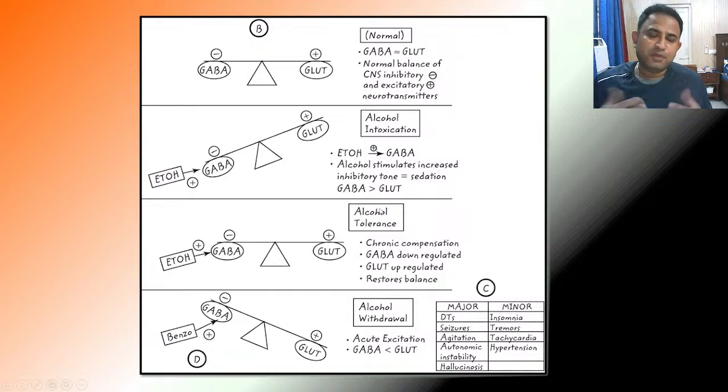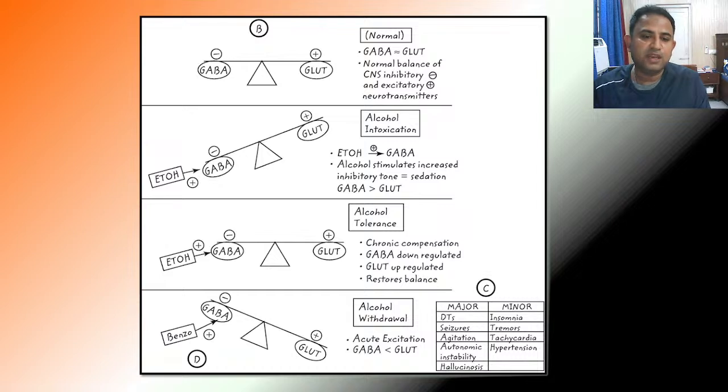So if a person keeps on consuming ethanol, what happens over a period of time is the GABA receptors get down regulated. Hence, more and more ethanol will be required to achieve the same effect. And as far as the NMDA receptors are concerned, or the glutathione responsive receptors are concerned, they become more sensitive to glutathione, and the receptors also are upregulated.